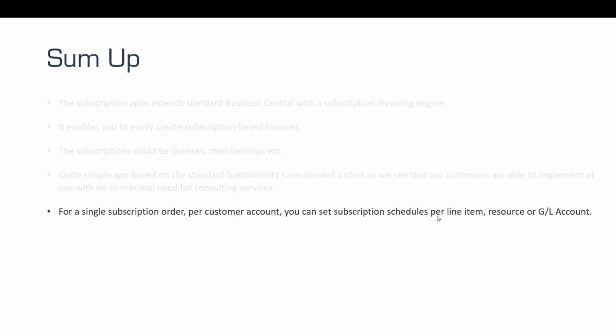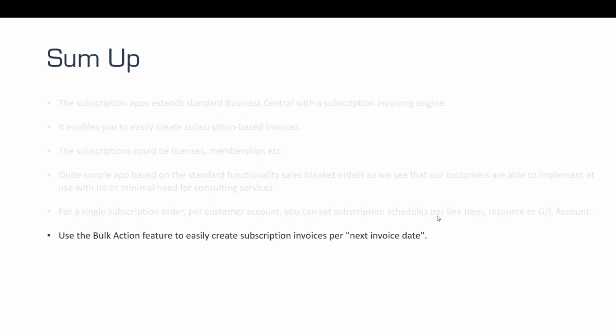You can handle different types of subscriptions and generate invoices per customer or per subscription or even per line. And you can invoice them per line, per resource. And you can invoice different types, so items or resources or GL accounts. There's a bulk action feature you can use to generate invoices across all subscriptions. So you can actually generate all sales invoices using very few clicks.